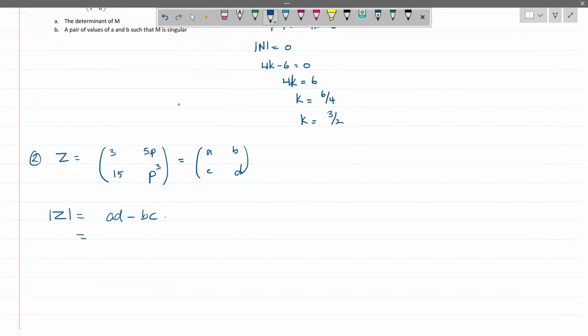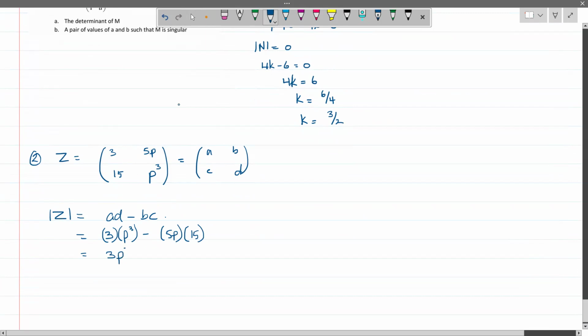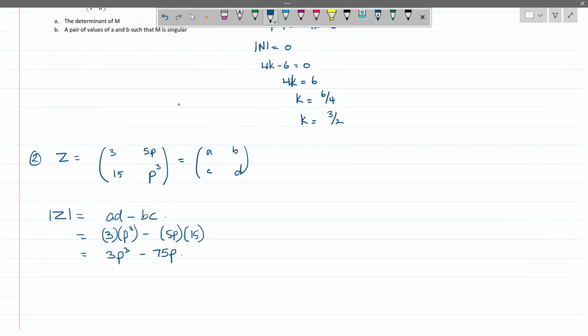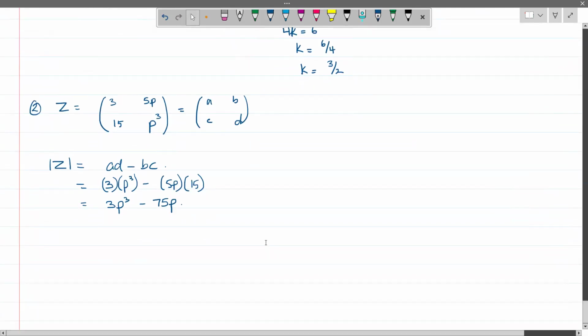So the determinant of Z is going to be A by D minus B by C. A is 3. D is P cubed. B is 5P. And C is 15. So we get 3P cubed minus 75P. Right?